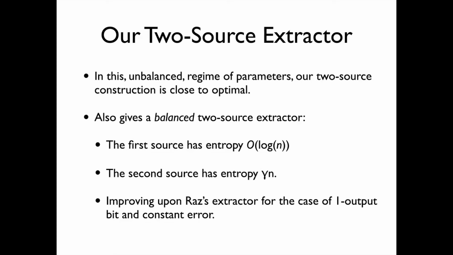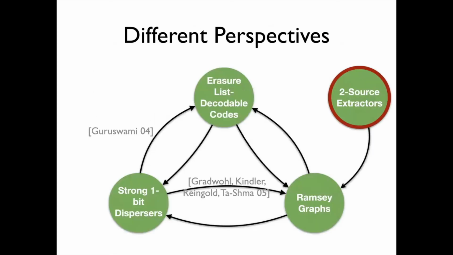And you can view this, if you know Raz's extractor, as an improvement upon Raz's extractors for the case of one output bit and constant L. Okay, so this is where our two-source extractor fits in. Two-source extractor is obviously a Ramsey graph, which implies a strong one-bit disperser. It's in fact exactly a one-bit strong disperser. And from a one-bit strong disperser, we saw how we can construct erasure list-decodable codes.